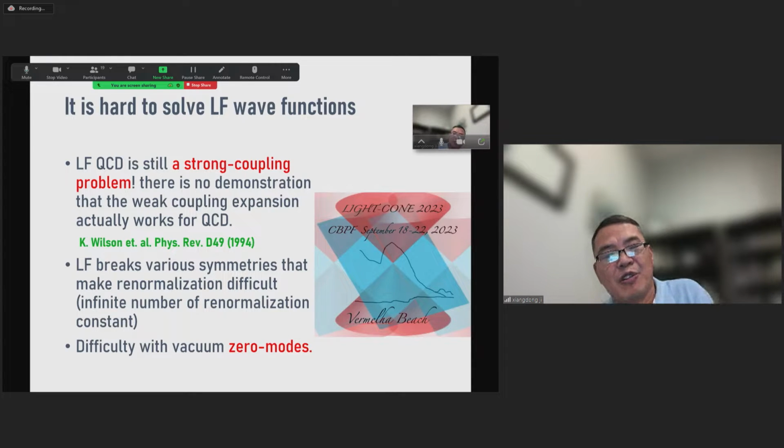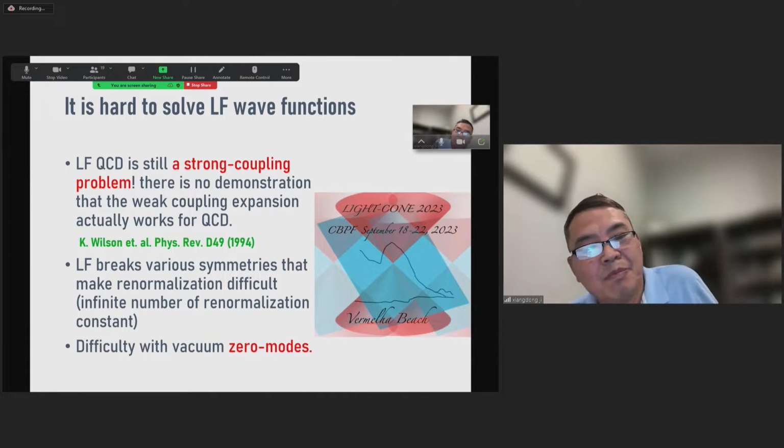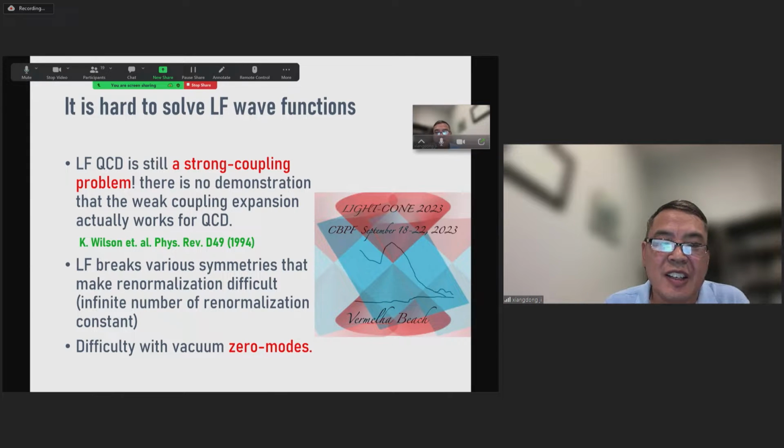But it turns out it's quite difficult to solve light-front wave functions, even though you can quantize the theory, because it's still a strong coupling problem. And there's no demonstration that one can actually do a weak coupling expansion. In fact, Ken Wilson wrote a paper in 1994 with a bunch of collaborators, hoping that some kind of weak coupling expansion exists, so that you can compute the light-front wave function, from which you can calculate parton densities. But I think the progress in that direction is very, very small after nearly 30 years. And there are various other reasons why light-front quantization directly solving QCD has been very difficult.